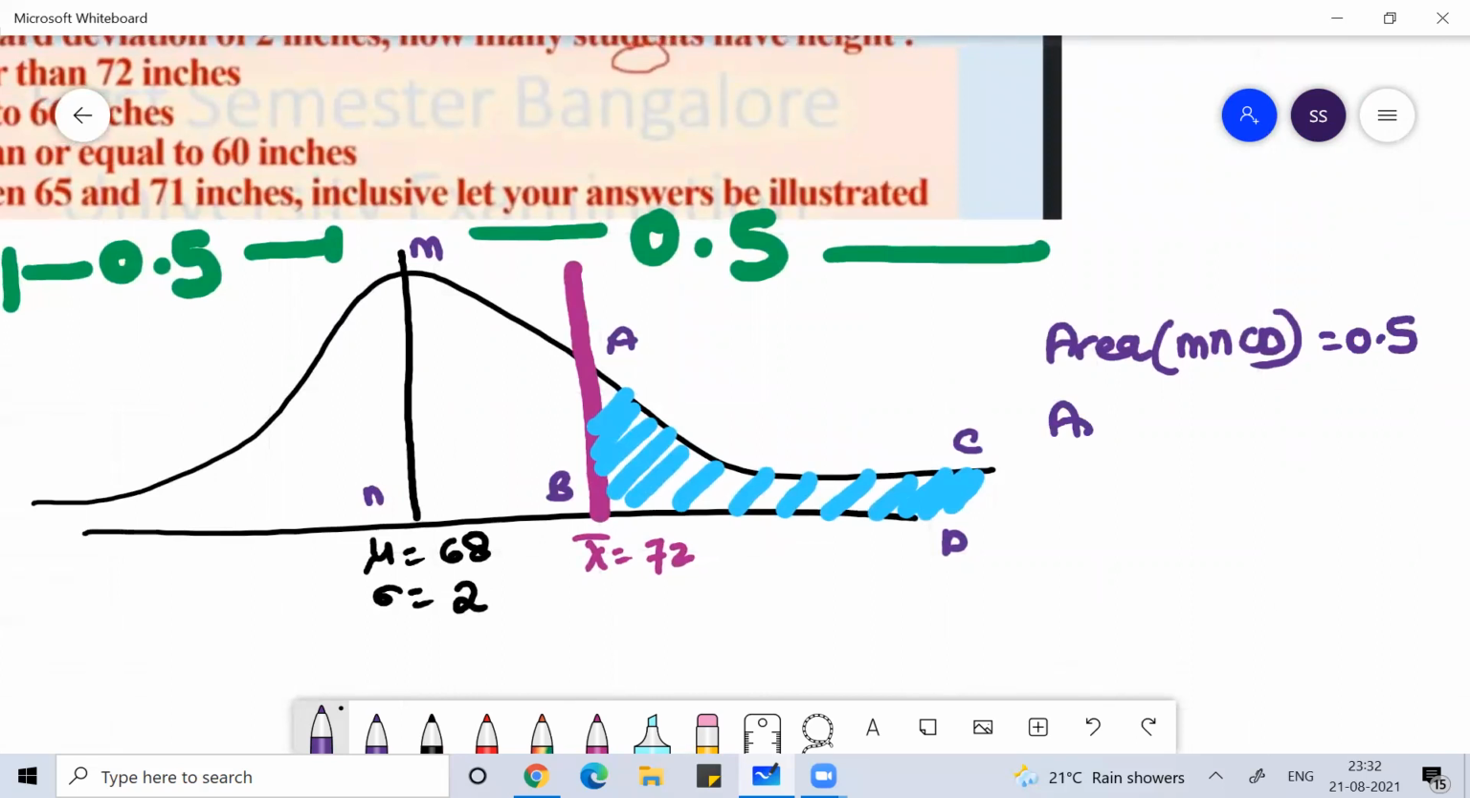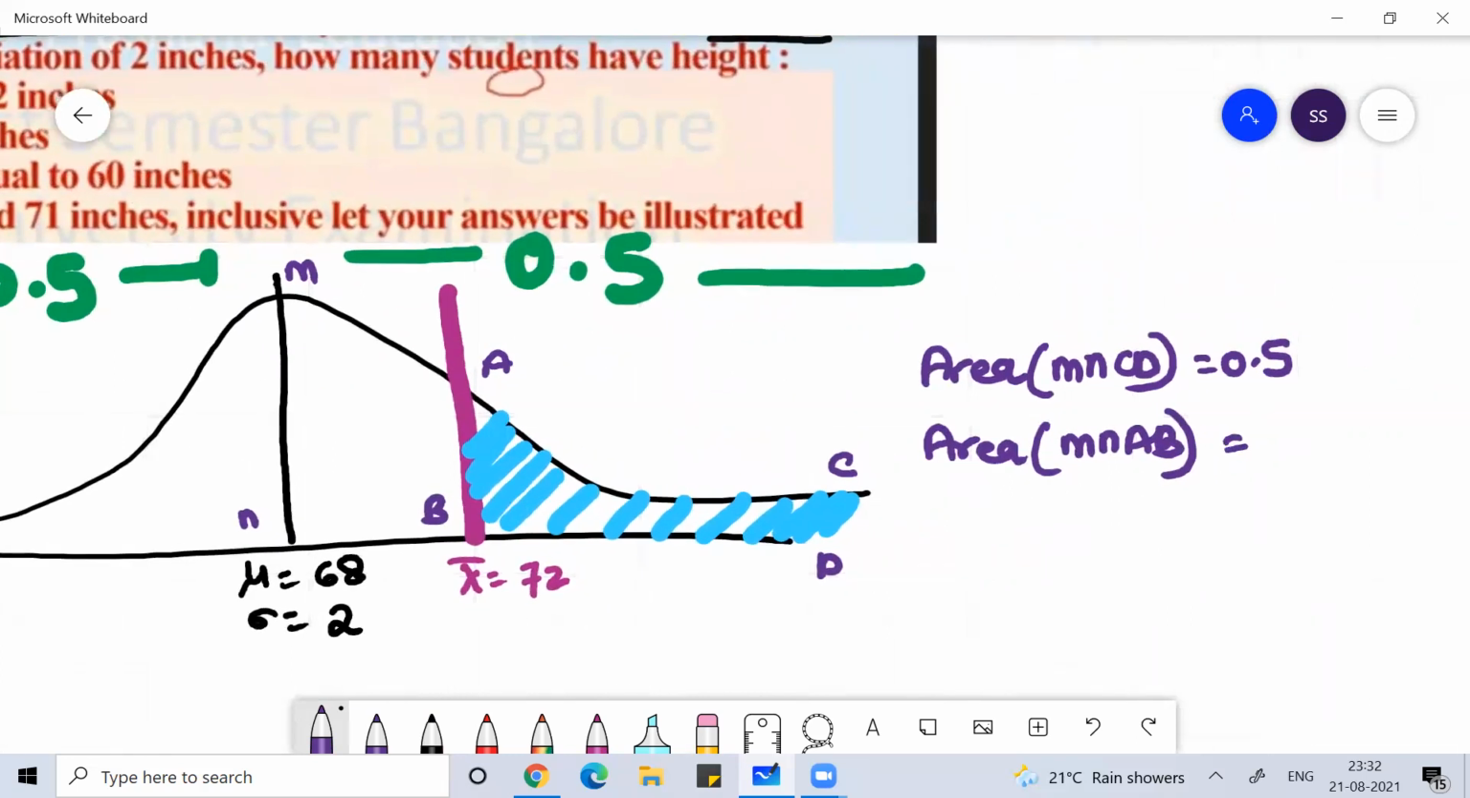And I can find this area M N A B. How will I find this area? Very easily. There is a formula given: z equals x bar minus mu by sigma.